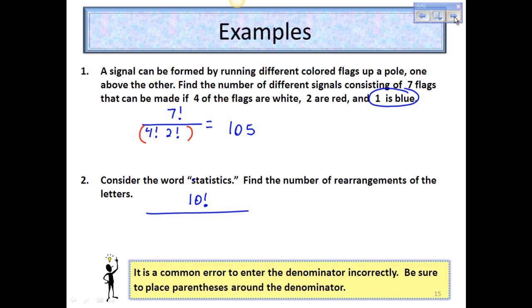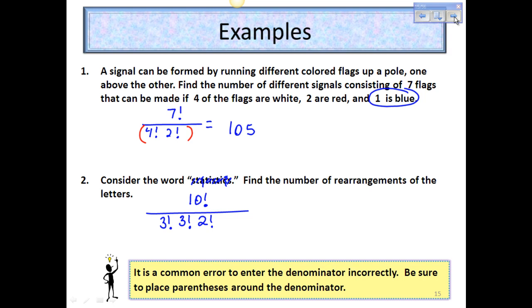So we have 3 S's, and I'm going to mark them out as I use them. So that's 3 factorial. We also have 3 T's. So that's another 3 factorial. We have 1 A, so we don't need the A. We have 2 I's, so that's 2 factorial. And we have 1 C, so we don't need that. We only need the things that were identical.